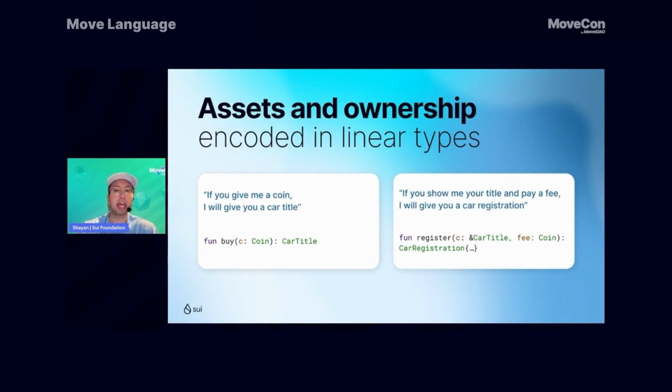Similarly, if I say, if you show me your title and pay a fee, I'll give you a car registration. So again, showing a car title is a read-only reference, paying a fee means passing in a coin by value, and then it outputs a car registration.